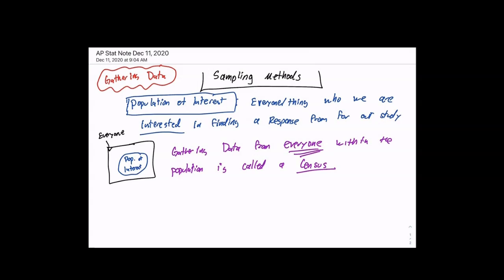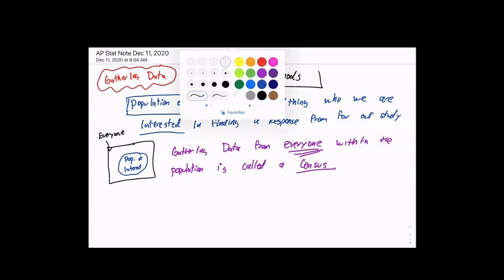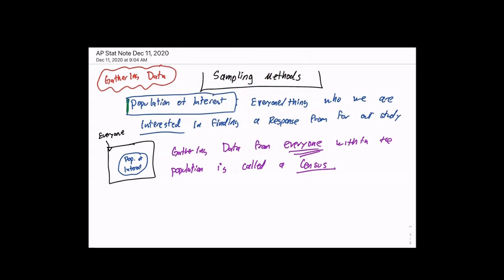So, two vocabulary words right off the bat. Let me highlight them. We have population of interest, which was a very important word, and then of course we have census, which is a very important vocabulary word that we understand.